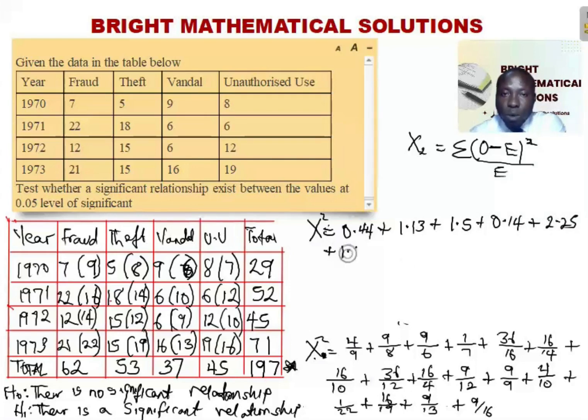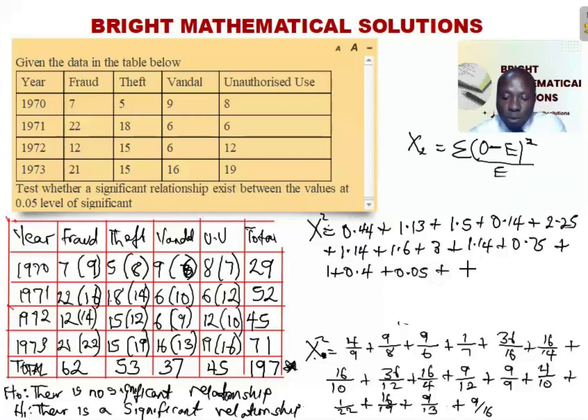plus 1.14 plus 1.6 plus 3 plus 1.14 plus 0.75 plus 1 plus 0.4 plus 0.05 plus 0.84 plus 0.69 and plus 0.56.